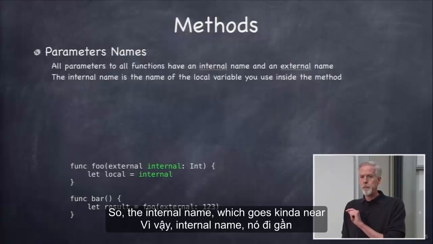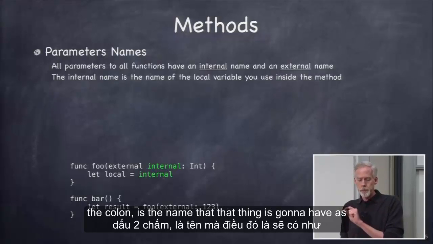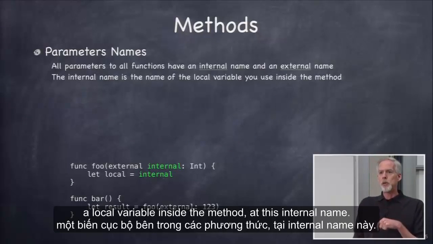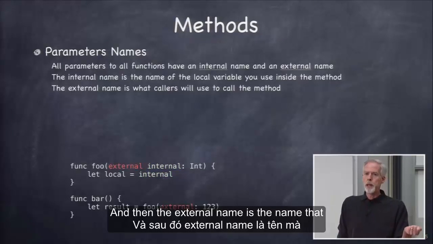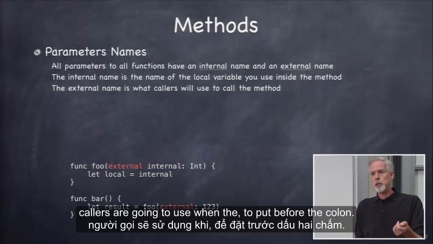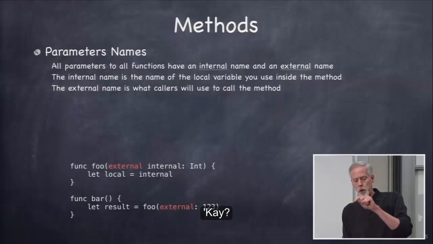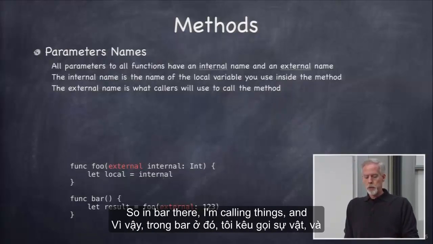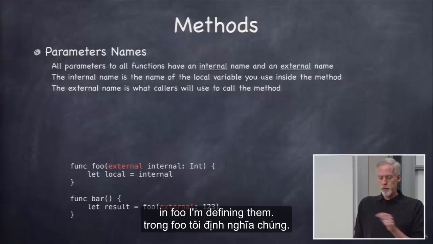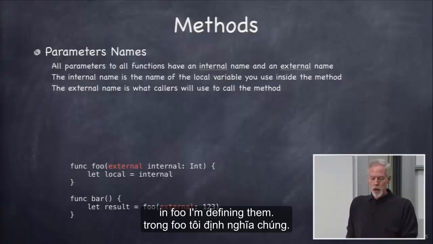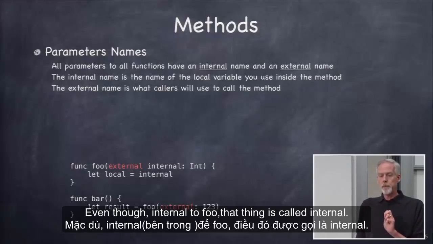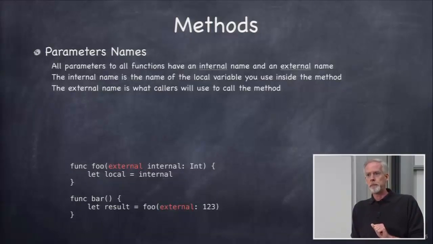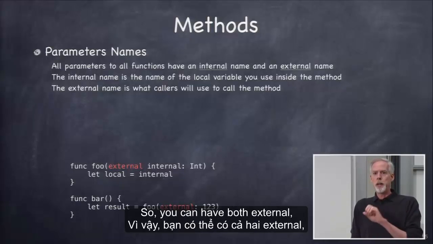So the internal name, which goes kind of near the colon, is the name that thing is going to have as a local variable inside the method. That's its internal name. And then the external name is the name that callers are going to put before the colon when they call the thing. So in bar there, I'm calling things, and in foo, I'm defining them. So you see that here, I call foo with external colon 123, even though internal to foo, that thing is called internal. Okay? So you can have both external and internal names.